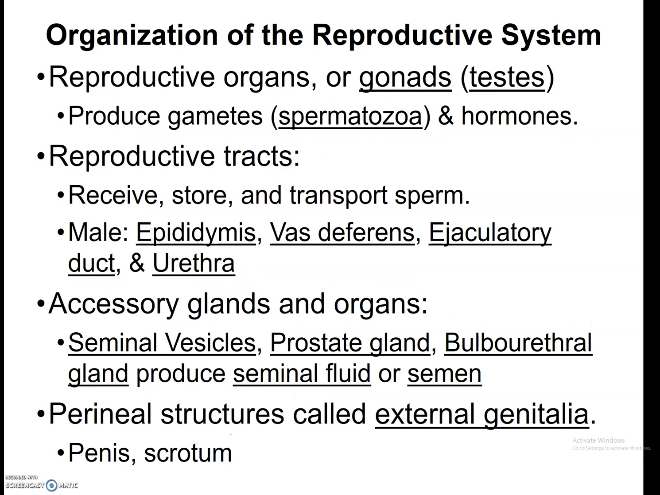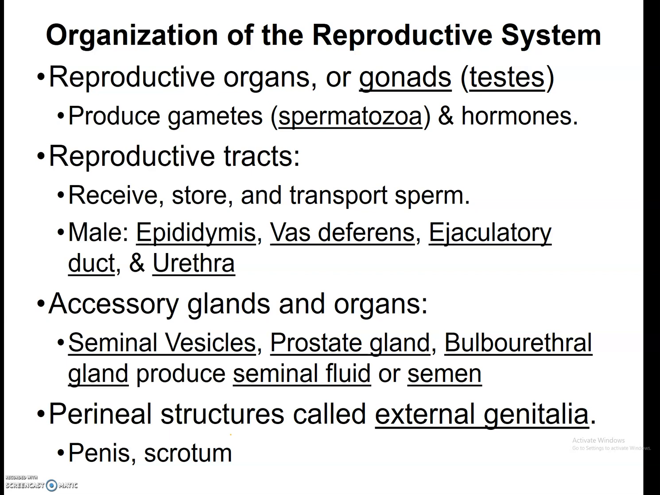So the reproductive system in males is called the testes, and the testes themselves produce spermatozoa, or the sperm, and hormones. Now, the reason we call it spermatozoa is because the sperm go through a series of steps in their development, which we'll go through in a few minutes. They're not formal sperm until they're ejaculated. The reproductive tract in males will receive the spermatozoa, store them, and transport them very efficiently for fertilization.